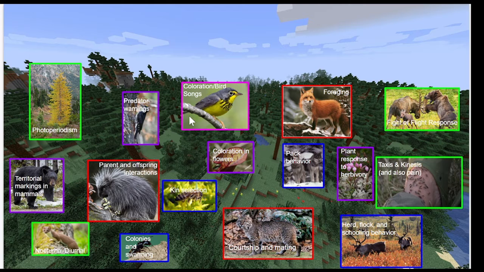And for the parent-offspring interaction, the parent-offspring interactions between porcupines in the red, the fathers don't really worry about the offspring too much. For the mother, on the other hand, the mother is very defensive of the territory, and the father is more in tune with the condition of the offspring.